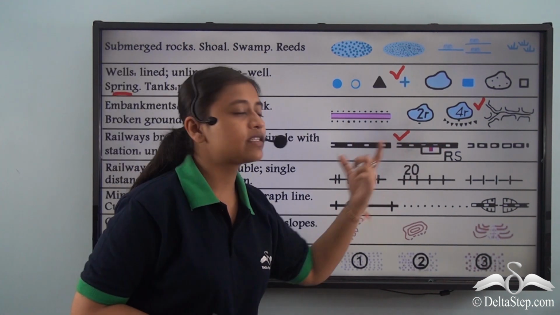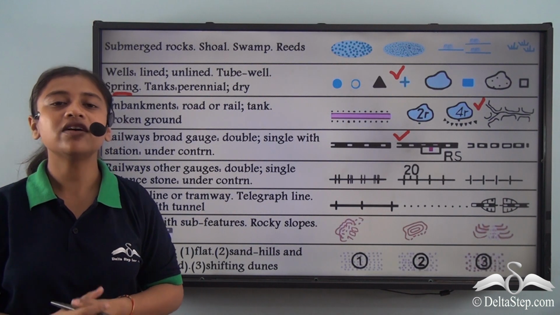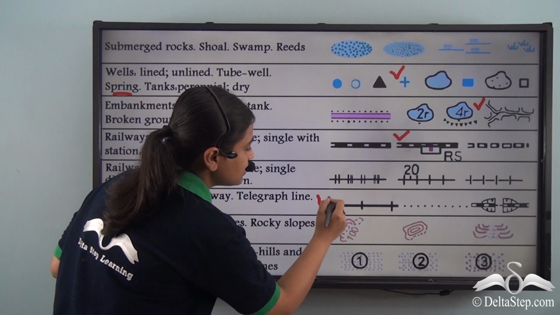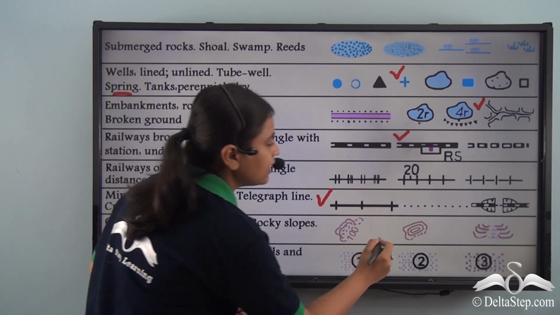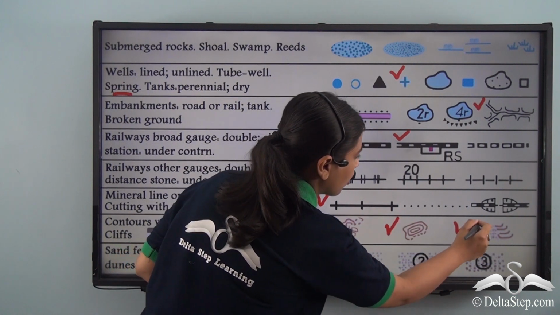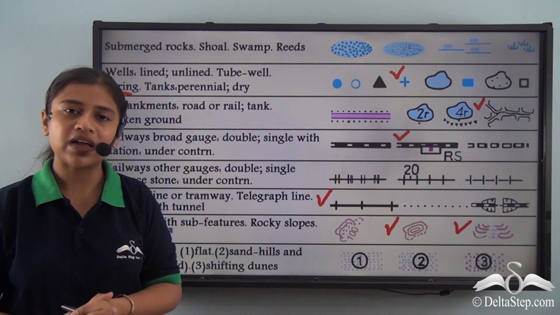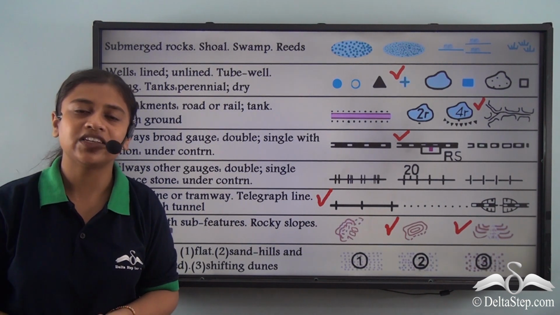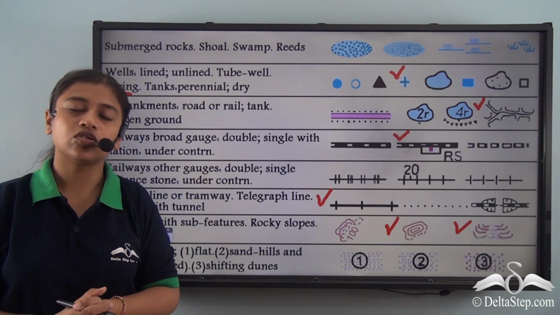So such a symbol on the map written with a capital letter R and S would indicate the presence of a railway station. Other than that, such lines would indicate a mineral line and these would indicate contours. Contours help us understand the presence of any physical feature that has a certain elevation, right? Maybe a mountain, a plateau, or also a valley.